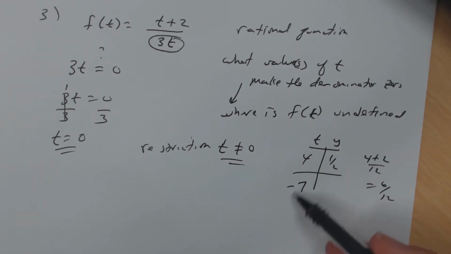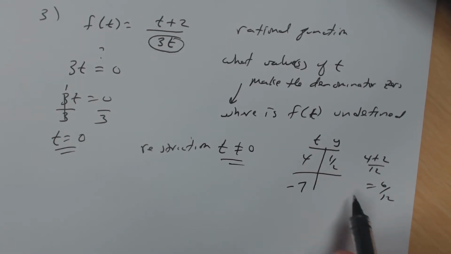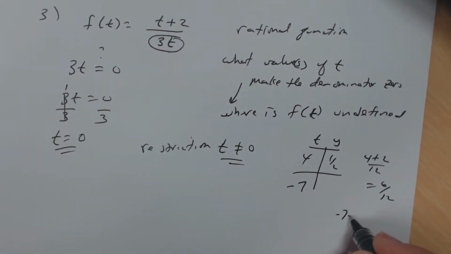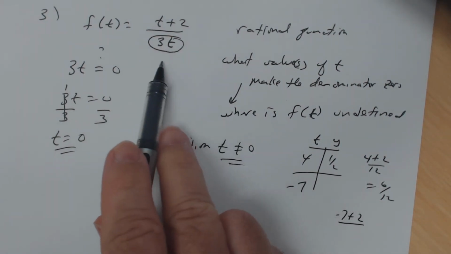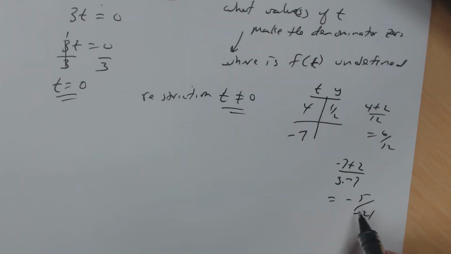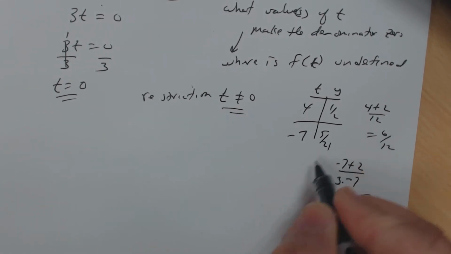Irrational number, rational number, any real number. So if I plug in -7, I'm going to get -7 plus 2, divided by 3 times -7. So that's -5 over -21. Remember, -7 plus 2 is -5, and 3 times -7 is -21. A negative divided by a negative is a positive. So that's 5 over 21. So that's what this is.